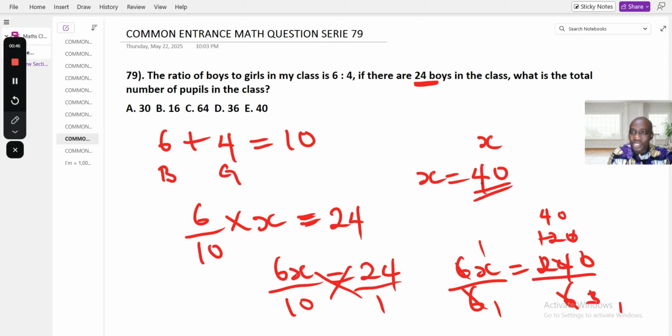It means that the total number of people in the class is 40 people. Are what? 40 people. Do you have 40 here? Yes. E. Final answer is E. Let's move to the next question.